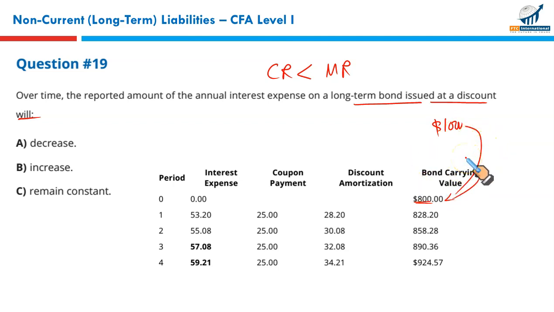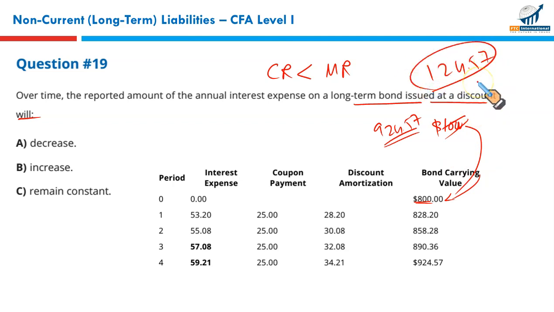Let me see what was the exact number, 28.2. I want to make sure that I get the right 32.08 and 34.21. That's about 124. So the bond par basically was 924.57. That was the par of the bond, but it was sold for 800. The difference between these is 124.57. This is the discount on bond issue, which will be amortized over the period. Gentlemen, attention.